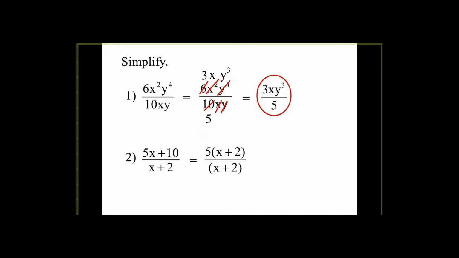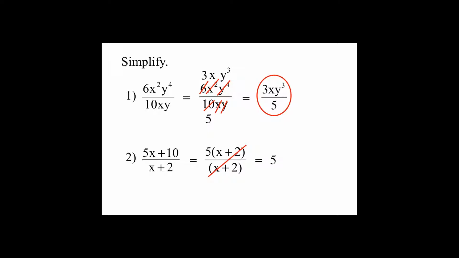But what I can do is any number over itself, x plus 2 over x plus 2, binomial over binomial, okay, that I can cancel out as a factor of 1. So I can only cancel the binomial factor out if there's one that looks exactly like the binomial. You can't take part of it. So what I'm left with is 5.